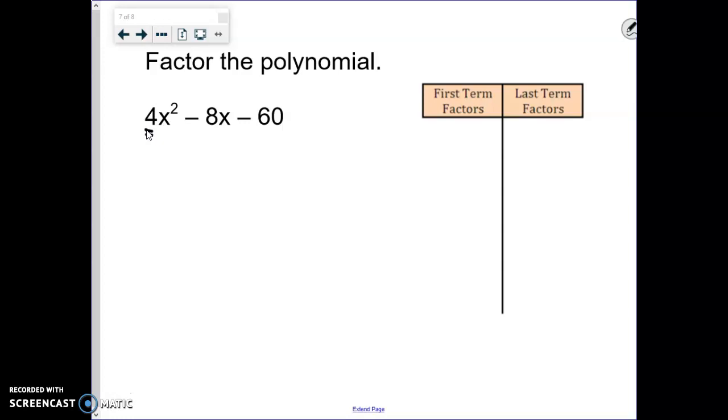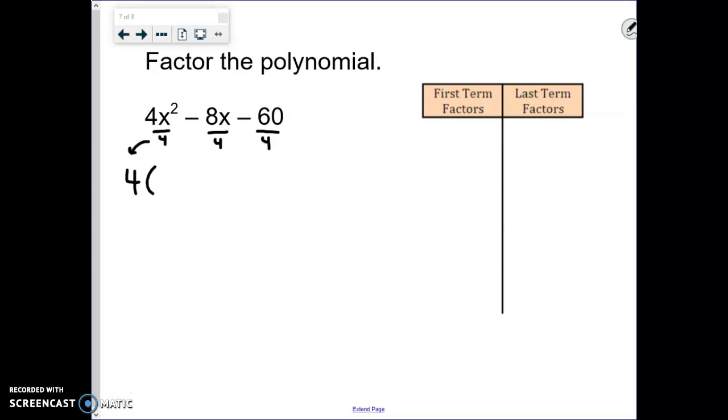All right. If you figured it out, or even if you're a little stumped, remember we talked about looking for a greatest common factor. So what I'm going to do is factor a 4 out of here because I'm looking at a 4, an 8, and a 60. There's not an x in every term, but let's divide each of these terms by 4. Okay? And let's put that 4 out in front, just like we did last week.